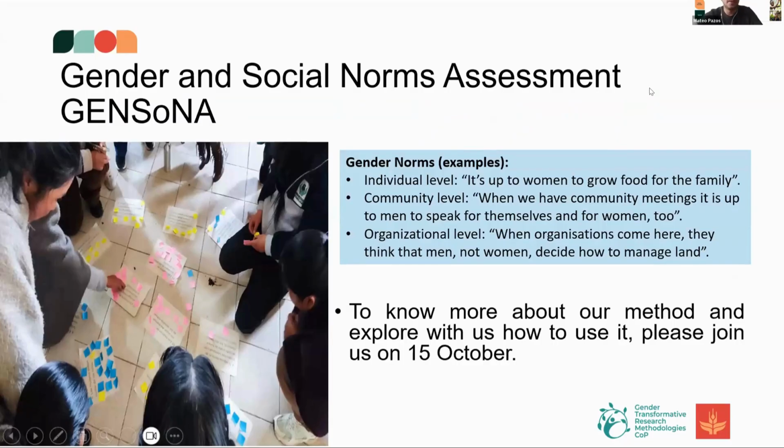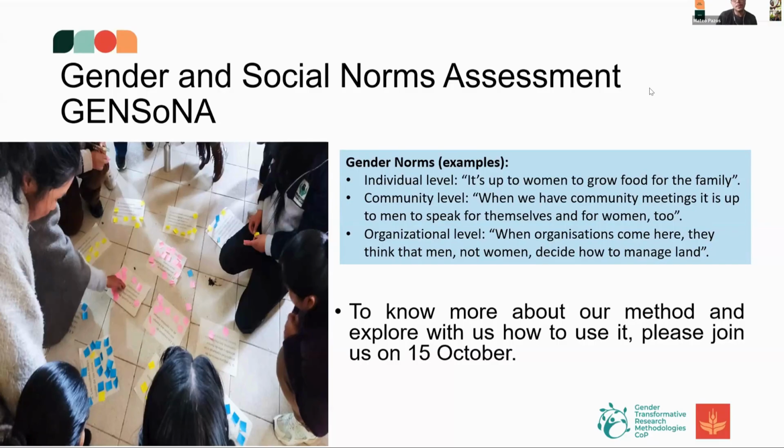Thank you, Awen. Hello, everyone. I'm going to talk about the GenZona tool, which means for gender and social norms assessment. This tool is crucial because it makes gender norms visible, so they can be discussed, critiqued, and if desired by community or group members, it also can be challenged and changed.